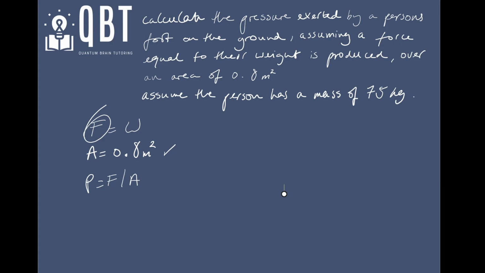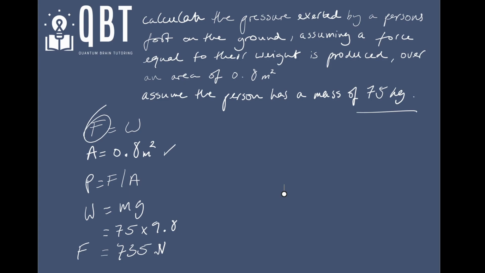Well, we know that weight is equal to mass times gravity. Okay, and we can say that mass is equal to 75 kilograms because we've been told that here in the question. And if we're on Earth, we can assume that the gravitational field strength is 9.8 newtons per kilogram. And if we put that into our calculator, we see that weight is equal to 735 newtons. So our force is also equal to 735 newtons in this case.